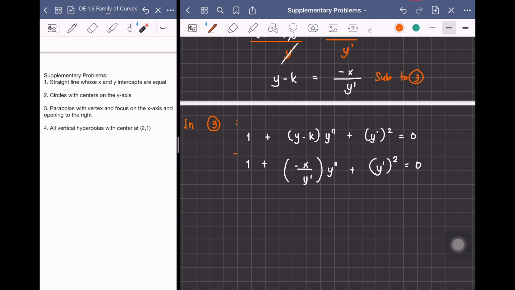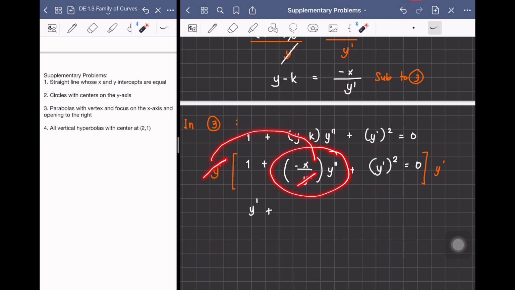So, we will multiply the whole equation by y prime to remove the fraction or the denominator and distribute it on both left and right sides. So, on the left side, that's y prime times 1. So, that's y prime pa rin. Plus, for the second term, that's y prime times this term. Cancel na. So, we will be left with negative x times y double prime.